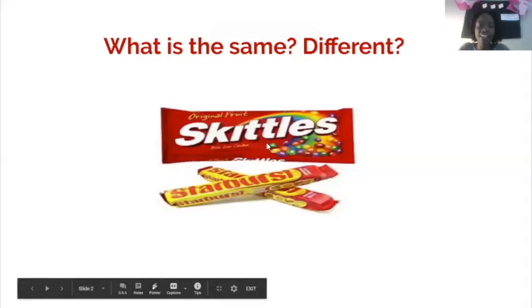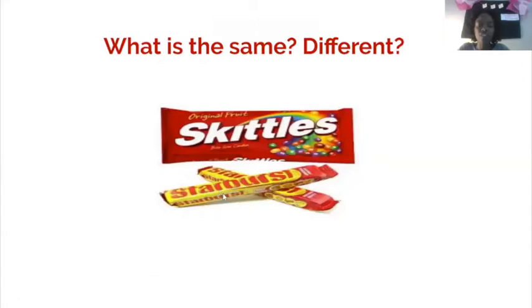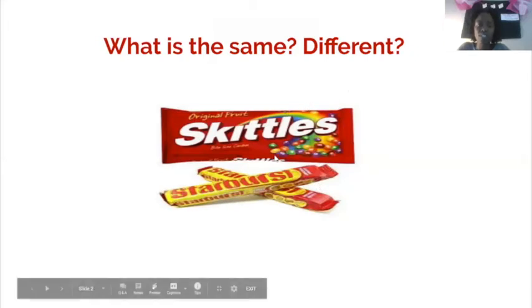So we notice on our screen here, we have a bag of Skittles and 2 packs of Starburst. I want you to take a moment and think, what is the same and what is different between these two items? Pause the video if needed.